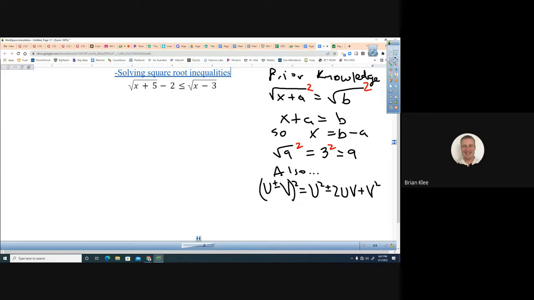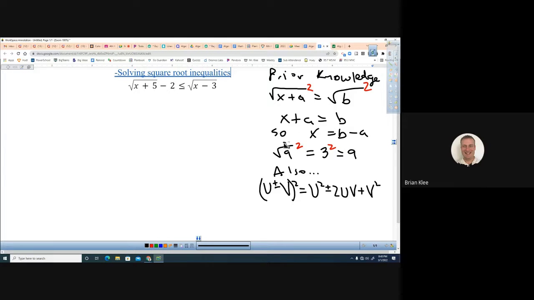This particular video, we're solving the square root of x plus 5, close the square root, minus 2 less than or equal to the square root of x minus 3. Some prior knowledge we need to understand: a square cancels out a square root. So if I have something like x plus a in a square root and I square it, the square root's going to go bye-bye. It's going to disappear. And if I square the square root of b, once again, the square root's going to go bye-bye. So ultimately, to get x by itself, we apply all our reverse order of operations. But we need to understand squares cancel out square roots.